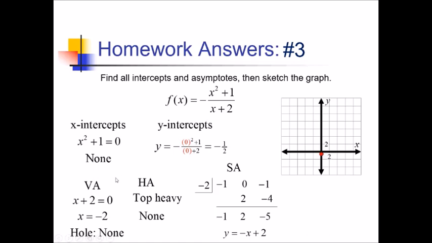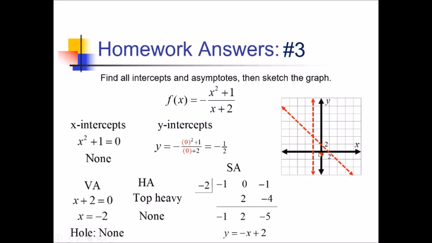We also have a vertical asymptote at negative 2. So that's right about here. And we also have a slant asymptote of y equals negative x plus 2. So starting at a y-intercept of 2, we're going down 1, right 1, down 1, right 1. So something like this. We've almost got what we need to graph all of this.